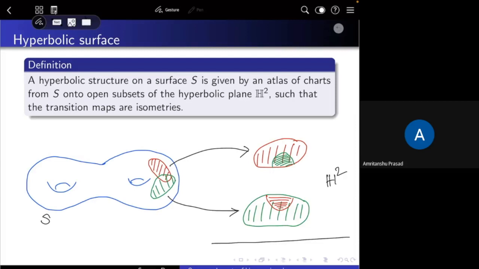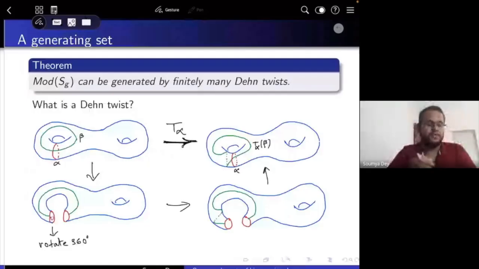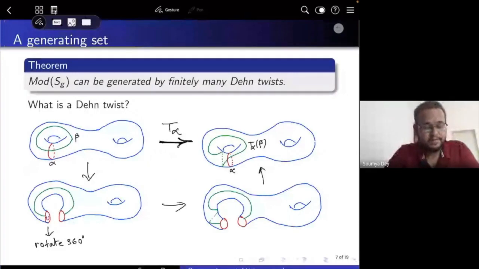I was wondering for genus 2, how many curves do you take, with respect to genus 2? Oh, so for genus 2, I'll be needing 1, 2, 3, 4, 5 curves. 5 curves I need. Maybe towards the end I can give one such set of curves, I mean the Dehn twists that generate the whole group.